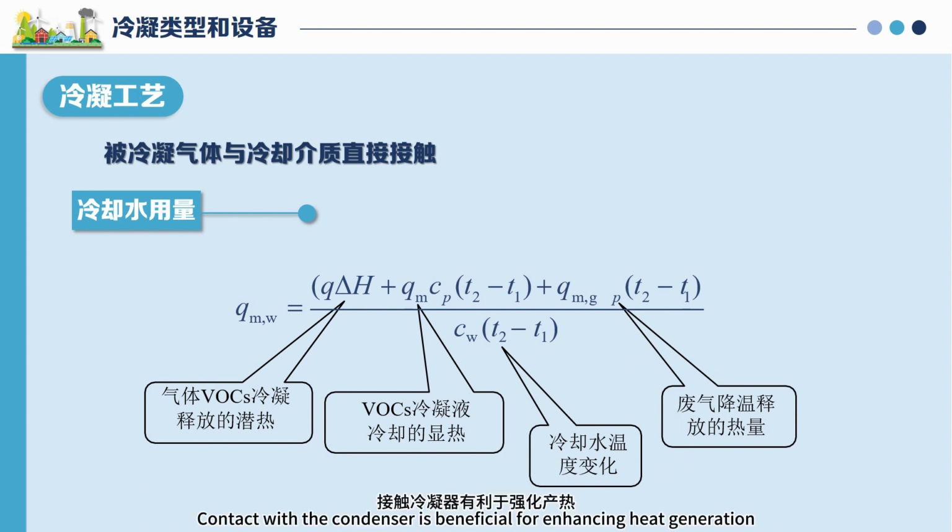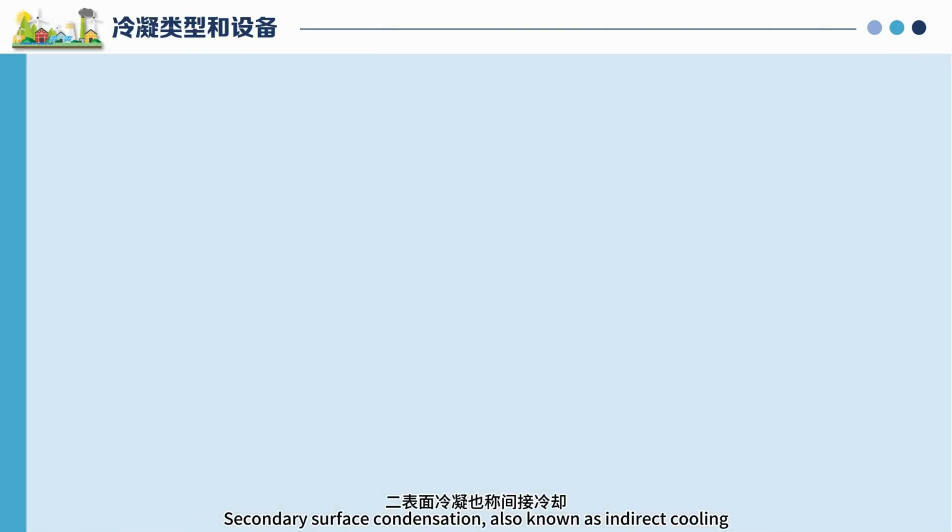Contact condensation is beneficial for enhancing heat transfer, but the condensate needs further treatment. Commonly used contact condensation equipment includes injectors, spray tower, packing tower, and sieve tray tower. Secondary surface condensation, also known as indirect cooling.